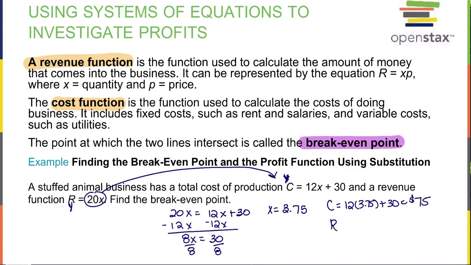And then the revenue, revenue is a different equation. It's 20 times 3.75. And that's 75 as well. So the break-even point is 3.75 and 75. So 3.75 stuffed animals and $75 would be the break-even point.